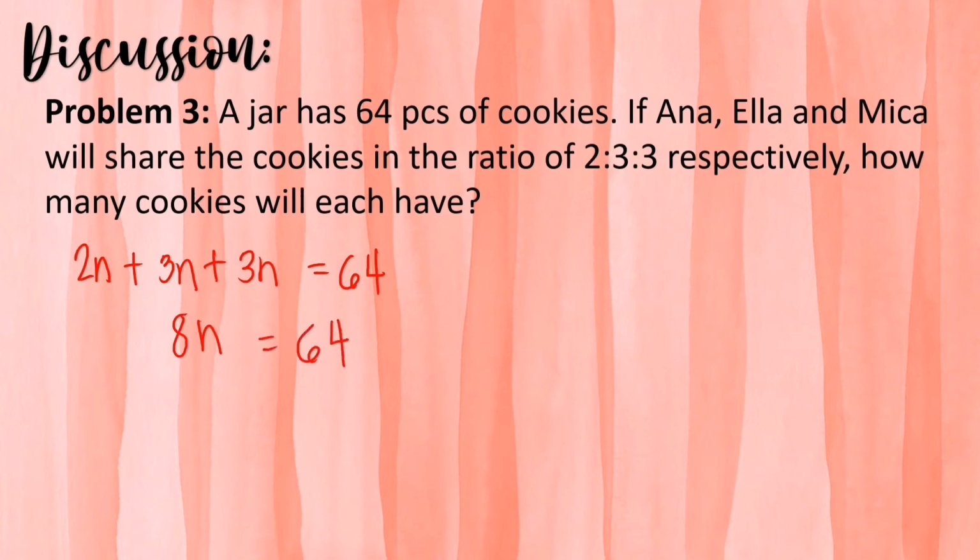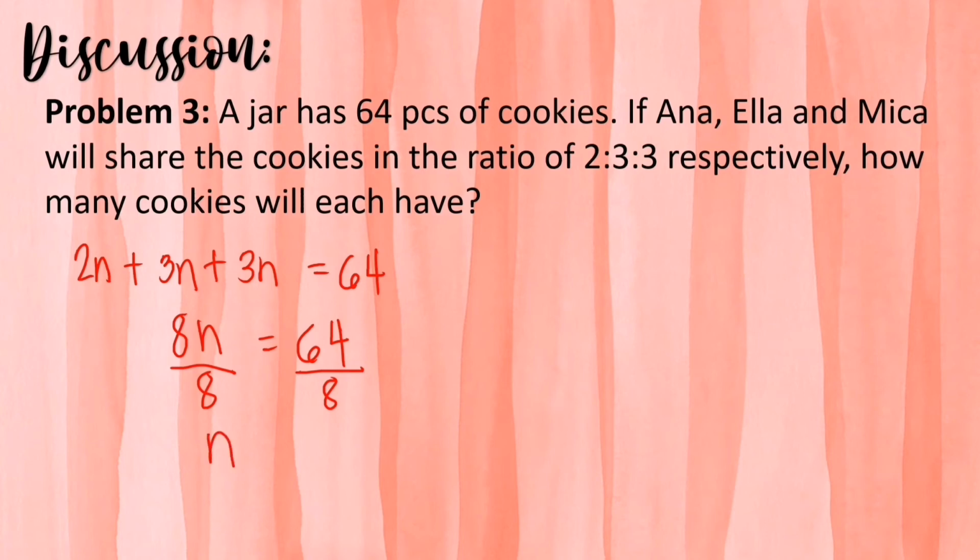So, para makuha natin yung value ni n, i-divide natin both sides of the equation by 8. Bakit si 8? Kasi kailangan ang ma-remain dito sa left side of the equation is n, kasi we are looking for the number of cookies. So, yung 8, kailangan natin itong i-eliminate or matanggal. So, 8n divided by 8 is equal to n.